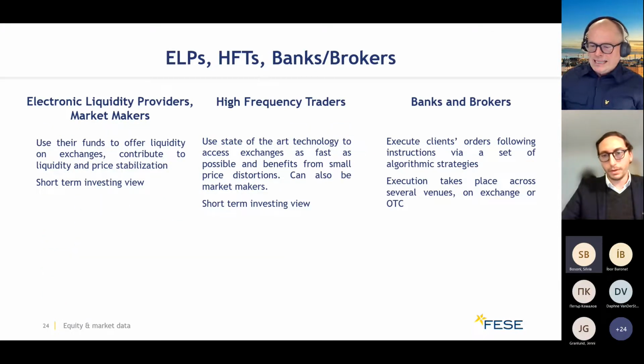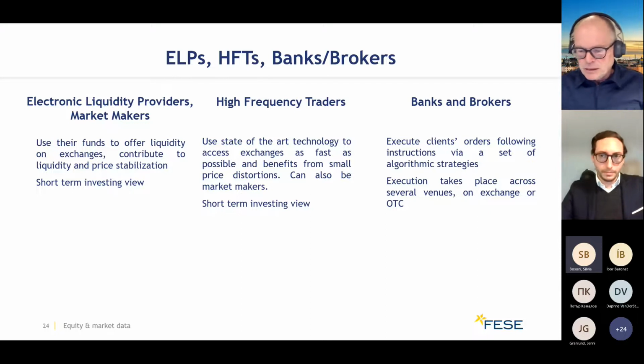More concepts: ELPs, HFTs, banks and brokers. Maybe it's a little bit of repetition, but if we dive a little bit into the details when it comes to electronic liquidity providers, ELPs, market makers, essentially I view these two names almost the same. ELPs, market makers, they provide liquidity to the market.